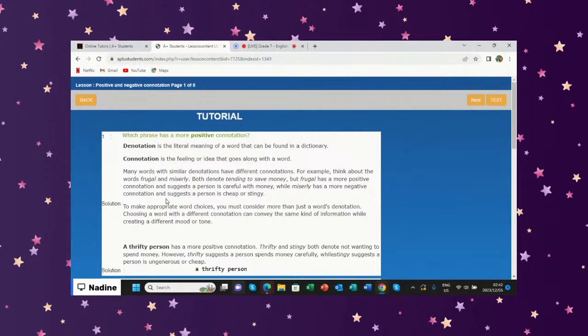So denotation is the literal meaning of a word that can be found within a dictionary. Connotation is the feeling or idea that goes along with a word. And you can either have a negative connotation or a positive connotation. Many words with similar denotations have different connotations, different feelings or ideas.